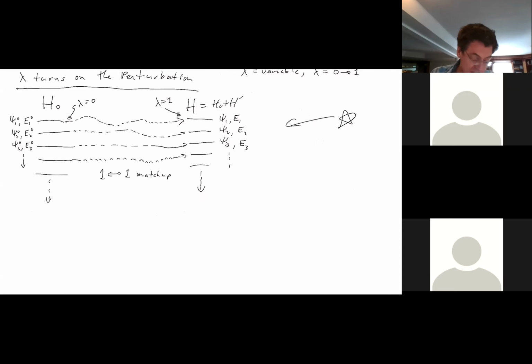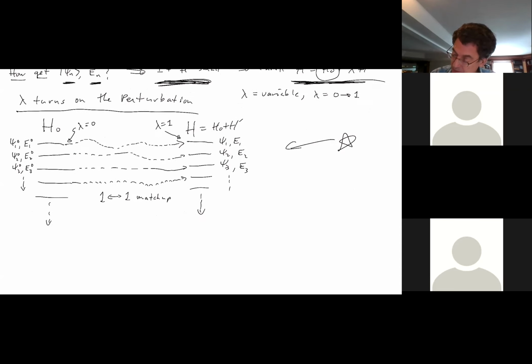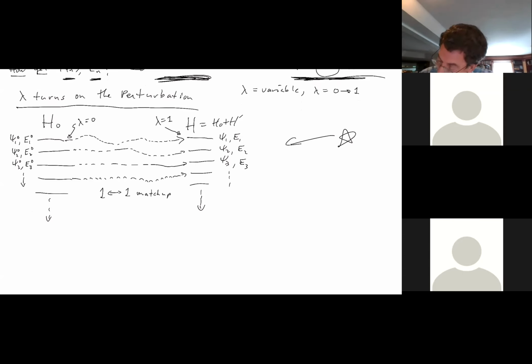Okay, so the idea of the perturbation expansion is that if H is equal to H naught plus lambda H prime, then I can do a perturbation expansion. I did this last time, so I'm going kind of fast right now. We say we can write the state that we want as a perturbation expansion.